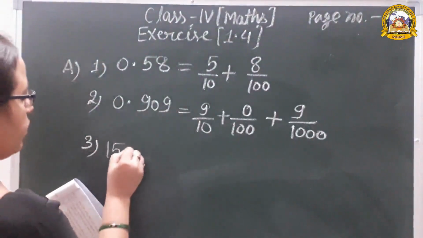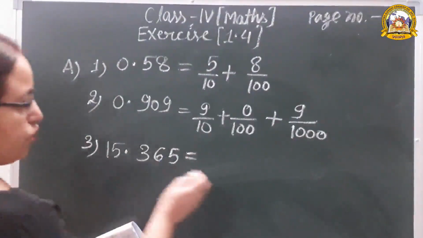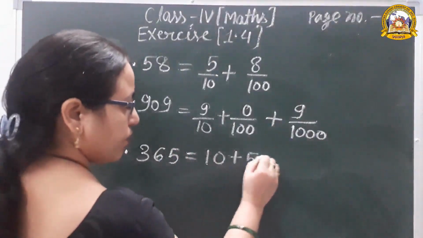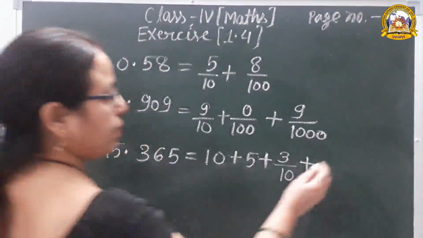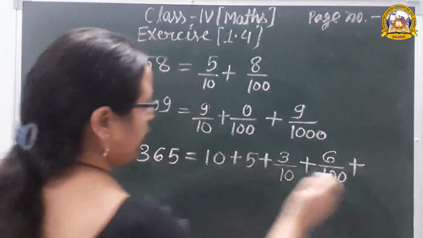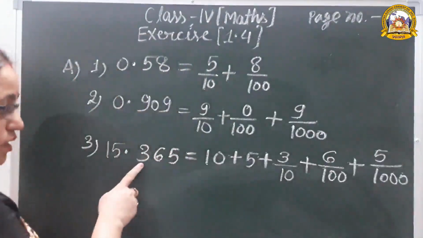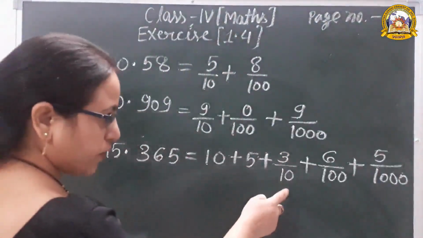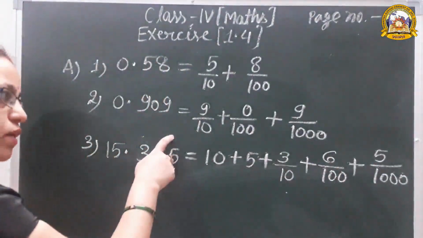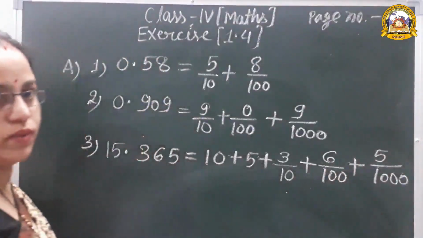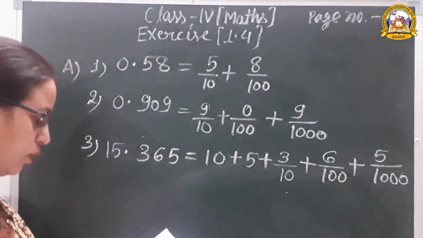Third, 15.365. First, the expanded form of 15 is 10 plus 5, then plus 3 upon 10, 6 upon 100 and 5 upon 1000. Because 3 is on the tenths place, that is why 3 upon 10; 6 is on the hundredths place, 6 upon 100; and 5 is on the thousandths place, that is why 5 upon 1000. Just like this we can expand any decimal number. The other two are homework questions.